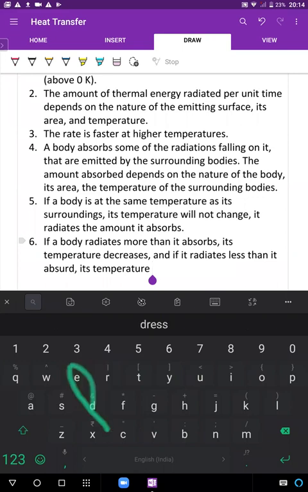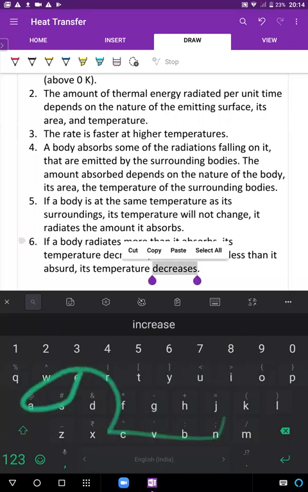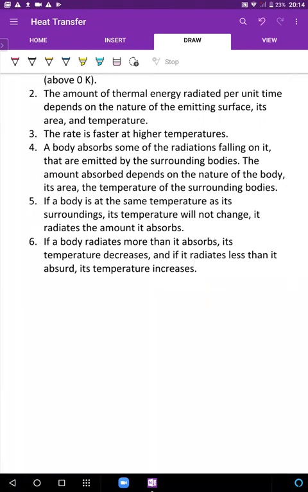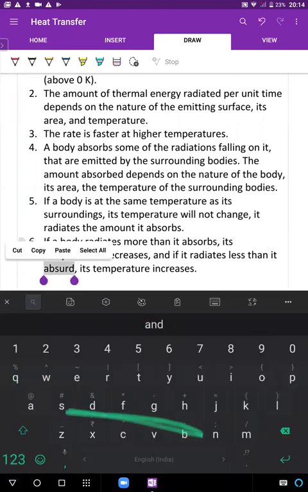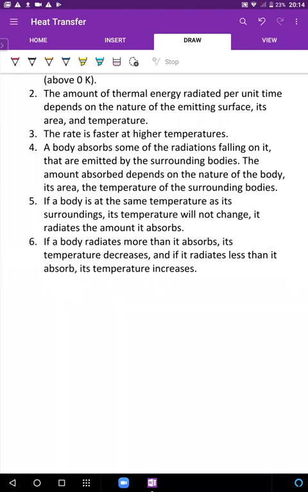So it's not that heat transfer stops. Heat exchange is continuously taking place. The only thing is, if your temperature is lesser than the surroundings, then you are going to radiate less. And as you radiate less and absorb more, your temperature will increase.